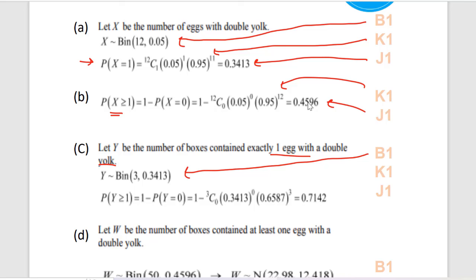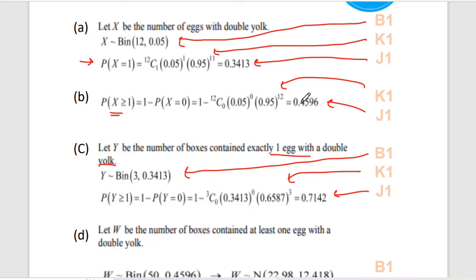Okay, so guna formula. Okay, sama juga macam 4B lah. 1 minus probability Y equals to 0. Cuma, okay, ini kita punya N dengan P kita dah ada. Masukkan nilai dia. So, masukkan dalam formula. So, ini awak dapat K1. Okay, and then jawapan 0.7142. So, ini dapat J1. Okay, so selesai untuk part C.